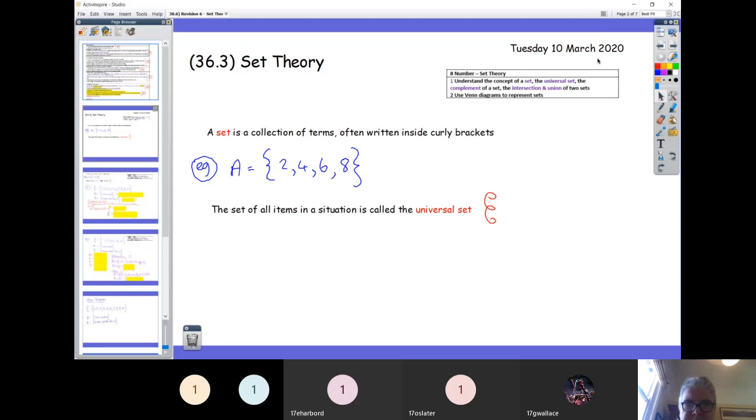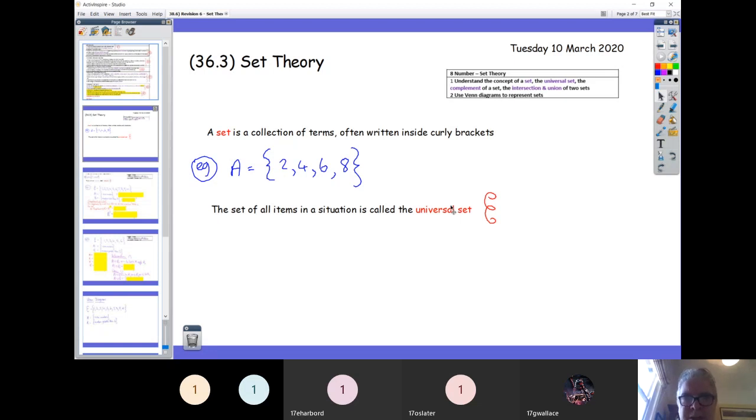A set is a collection of terms often written inside curly brackets. That would be an example. The other thing you started getting used to is this squiggly symbol down here. This is called the universal set. For a question, those are all the numbers that you need to consider. Just think of those numbers as being your universe. That's the only numbers you need to think of.